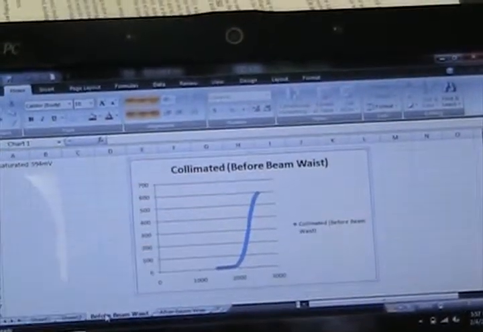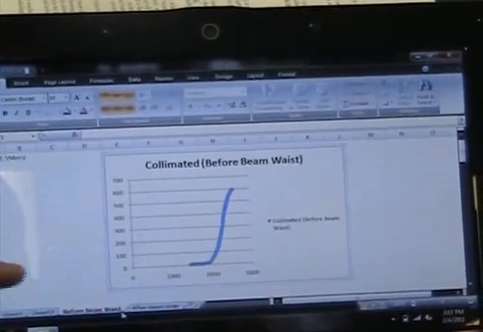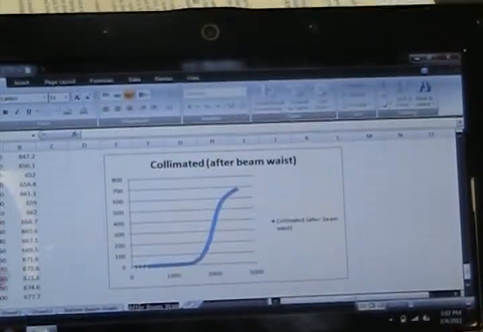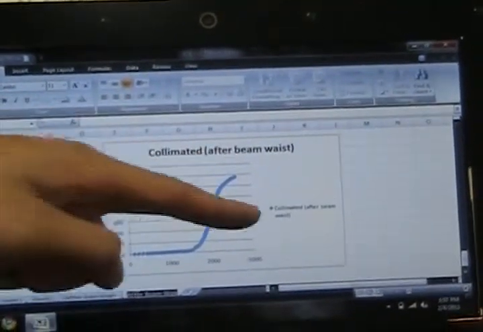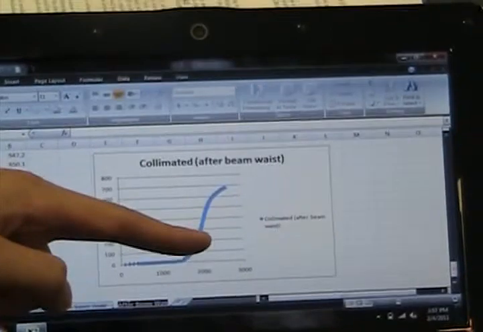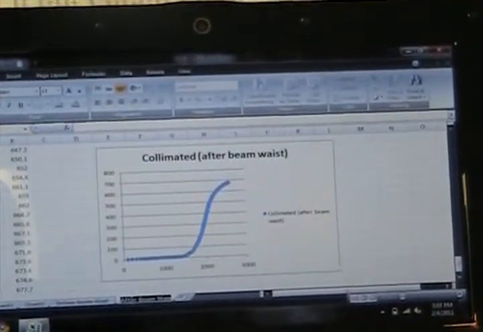This is the result from the measurement before, and this is the result of the measurement after the beam waist. Determine the deviation, multiplied by the square root of 2, and we get the new beam width.